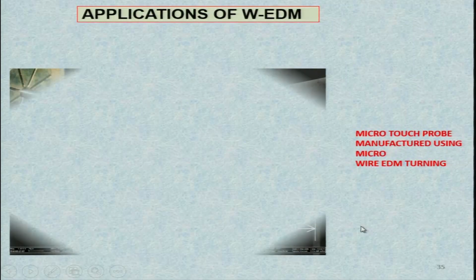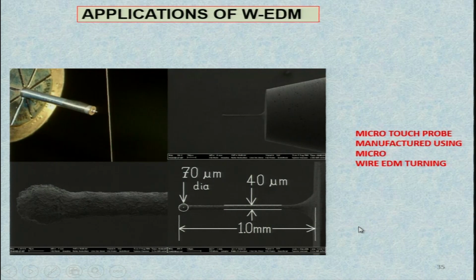Now, applications of wire EDM process or wire EDMM process. You can clearly see this is the wire which has been fabricated with the help of wire EDM process. This is another wire which has been fabricated by wire EDM process. The enlarged view of this wire is shown over here.